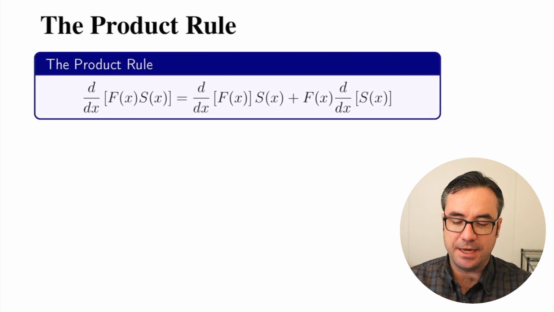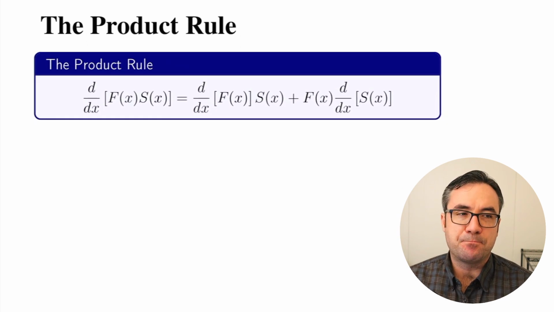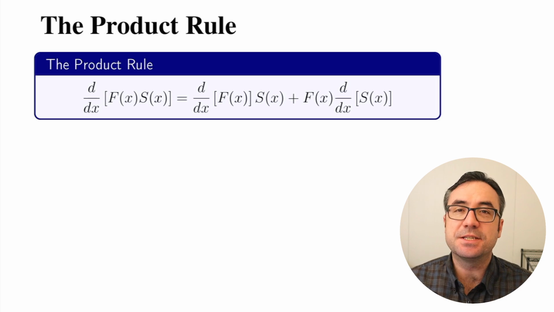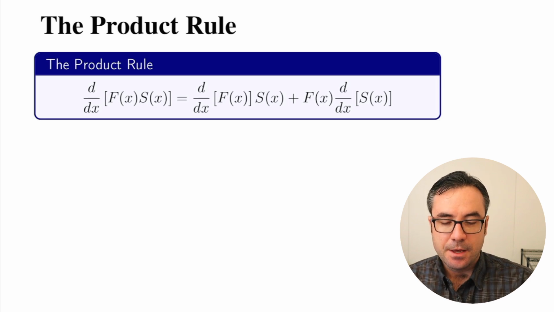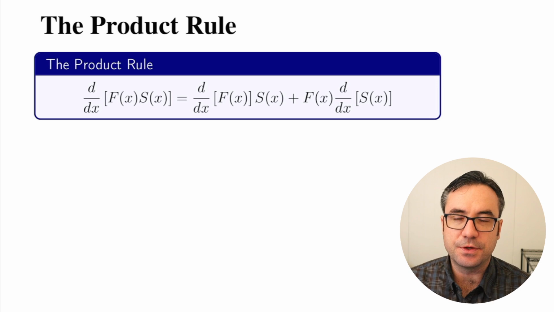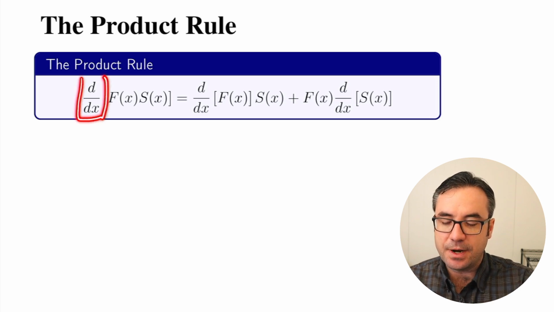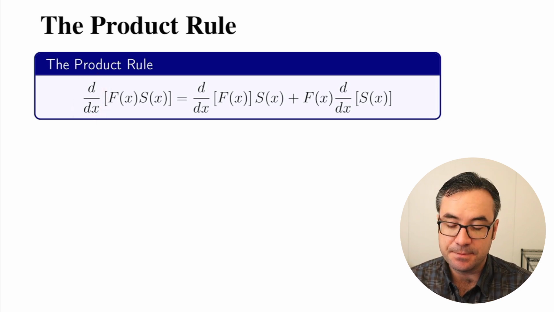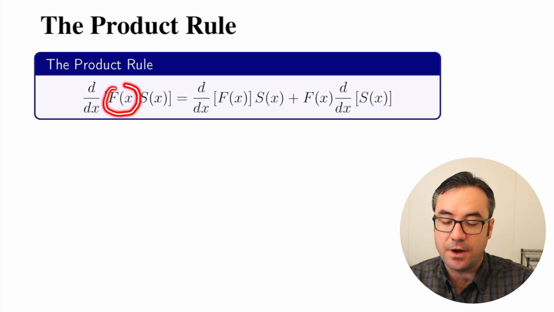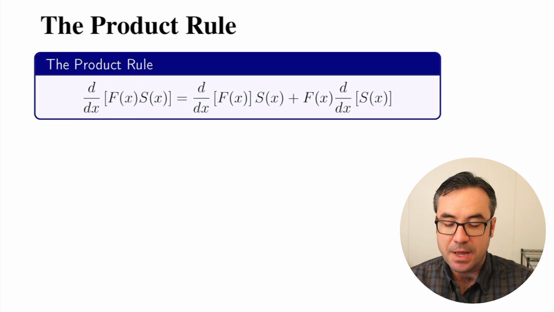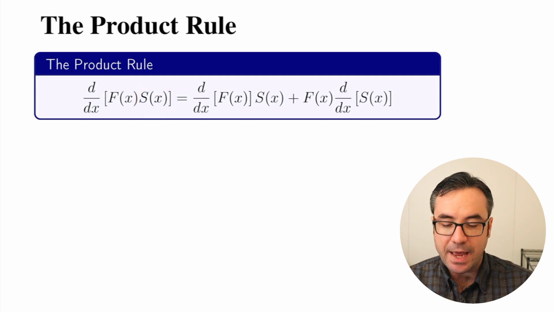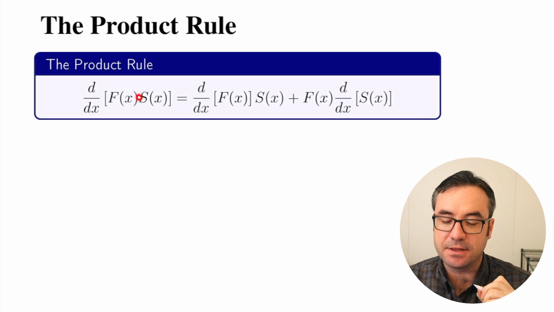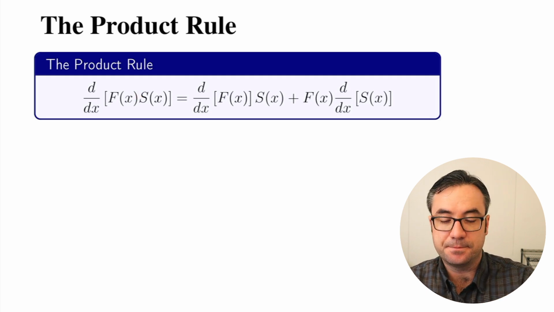What this rule does, we have the formula here, is it tells us how to differentiate the product of two functions. If we start reading through this formula, we're trying to differentiate with respect to variable x. And what we have is one function, capital F of x, times another function, capital S of x. Even though it's not explicitly written, there's multiplication there.